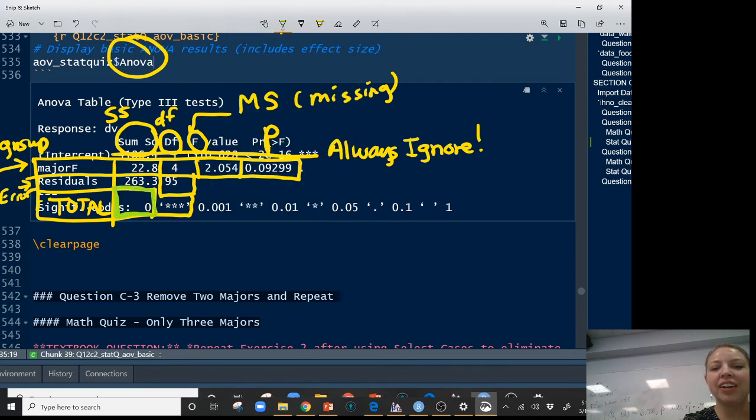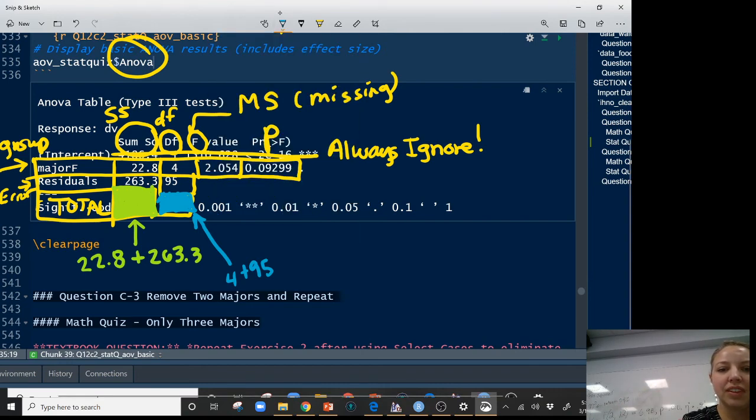So how do we get this number right here? It's on pretty much every question after the next two after this one. This one you don't have to fill out the table for, but every other question. So how do I get that bright green box? 22.8 plus 263.3. That's how I get this number. How would I get this blue box that I'm coloring right now? Four plus 95, so that would be 99. And this one, I got to do some math in my head. There, I added it up.